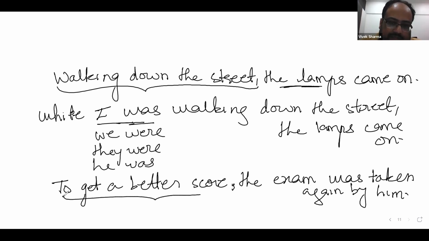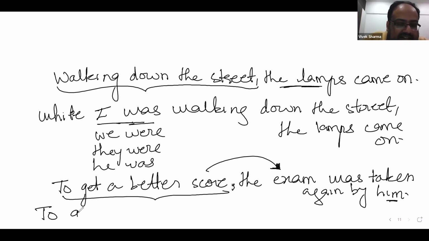Note this is an infinitive modifier, right? It is to plus verb, infinitive modifier. What is it placed next to? It is placed next to the exam. Here it seems as if the exam wanted to get a better score, right? But logically, it makes sense that this person wanted to get a better score. That is why he took the exam again, right?